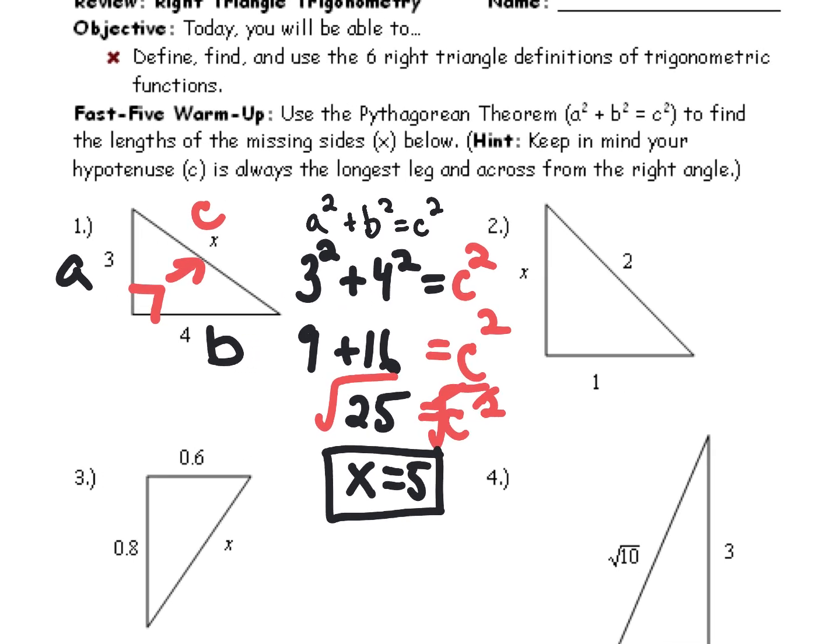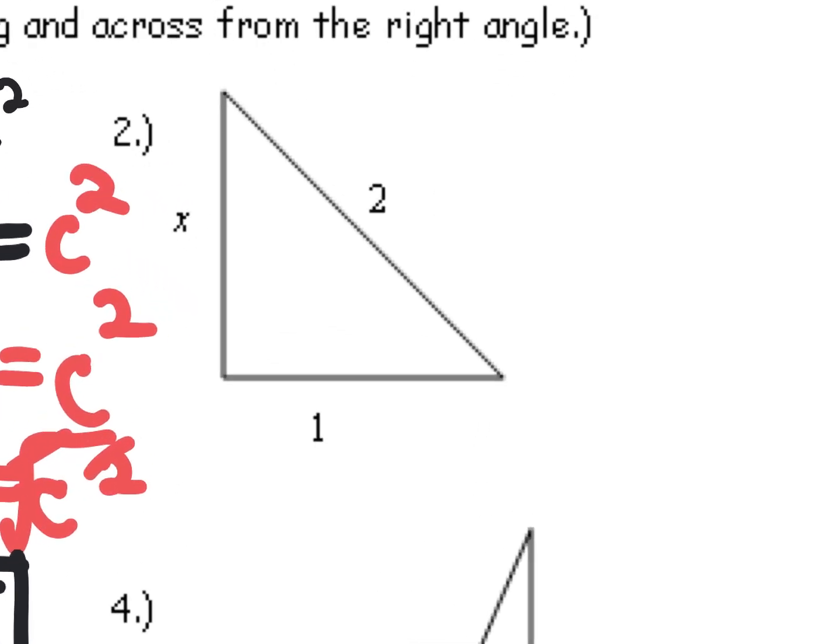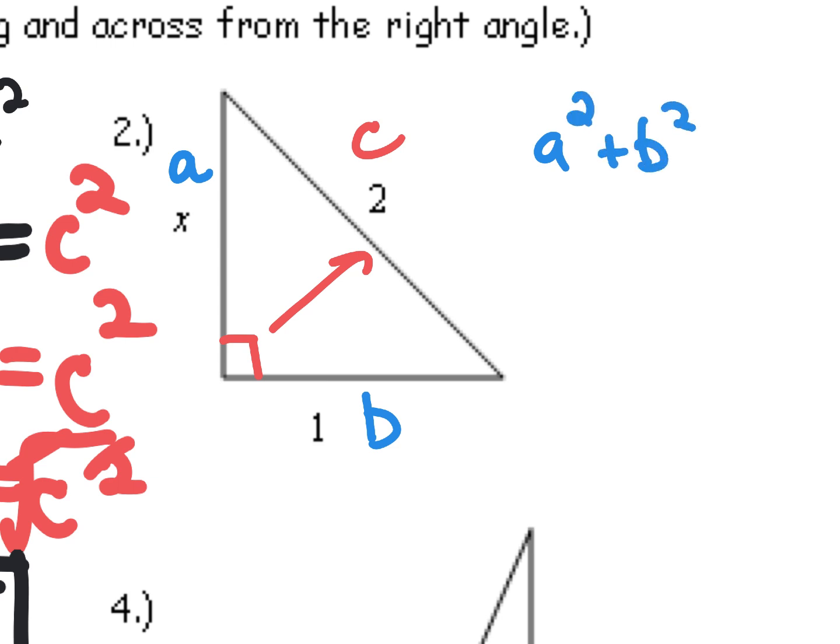So for number 2, again, it helps to draw the right angle in, I think. And then if you look across from it, that's our c value. So our hypotenuse in this case is 2. And then a and b are just legs. So you could have a be your x and b be 1. So if we're doing a squared plus b squared equals c squared, filling in what you know, solving for what you don't.